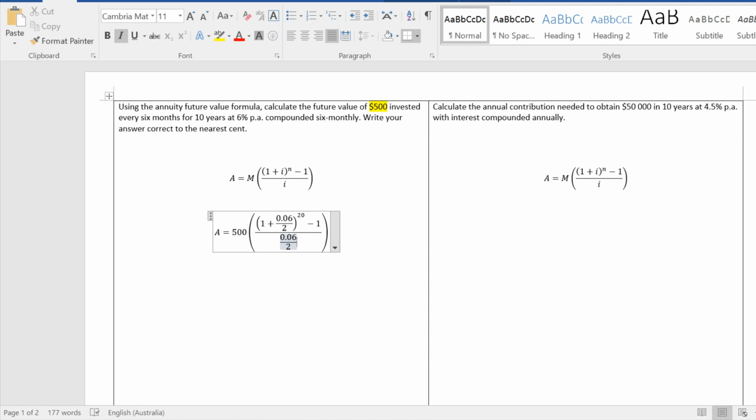Nope. So I get a future value of $13,435.19. To the nearest cent would be 19 cents. Okay, so what I'm going to do now is just write that as a summary. Okay, there is my final answer, okay?